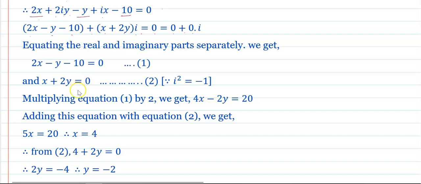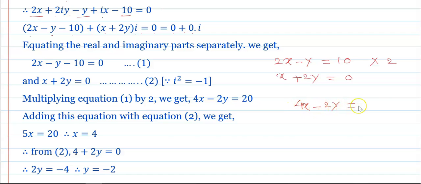Now here, what is the first equation? It is 2x - y - 10 = 0. Taking 10 to the other side, it will become plus 10. And what about the next? x + 2y = 0. Now multiply equation number 1 by 2 and then add them. That is 2 into 2x, you will get 4x - 2y = 20. And next is x + 2y = 0.